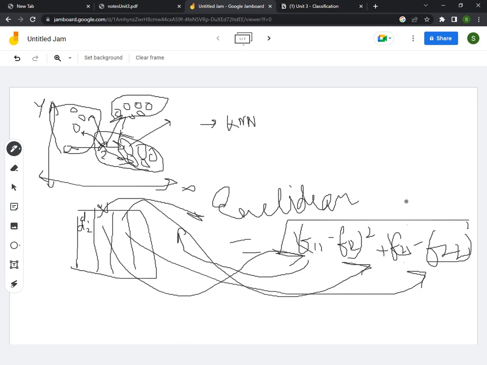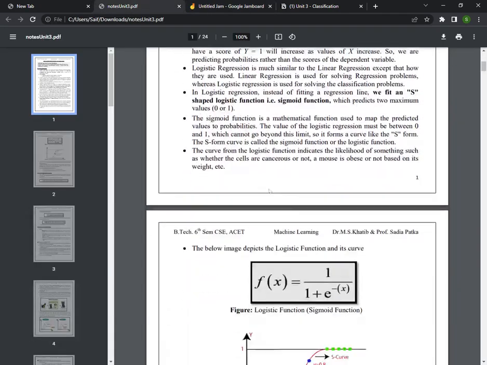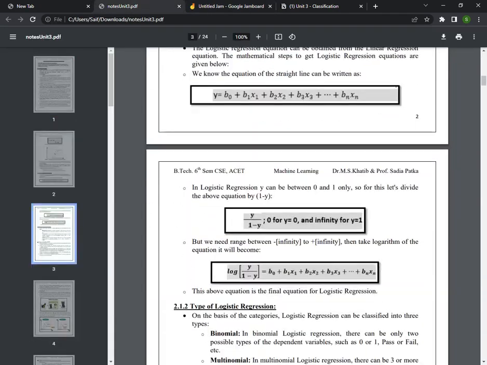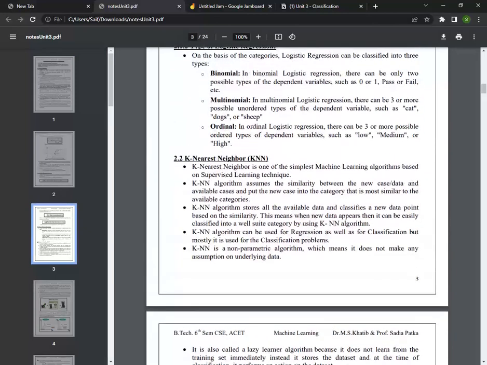Okay, so we have seen how to calculate the distance between data points by using Euclidean distance. With the help of this formula, we will find the distance between the data points, and the nearest data point would be considered as the class of the test data point. Now we will see what the notes have to say about the k nearest neighbor.